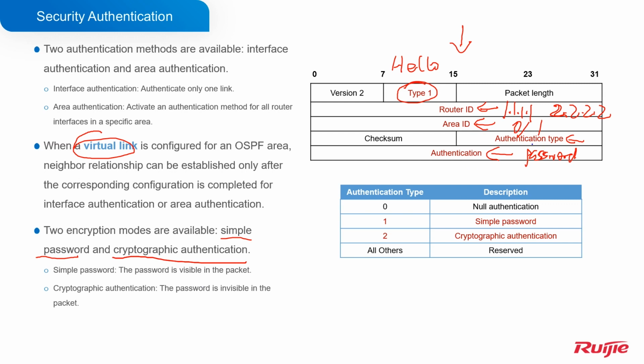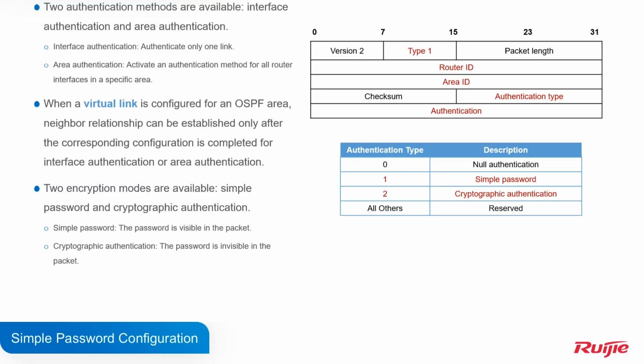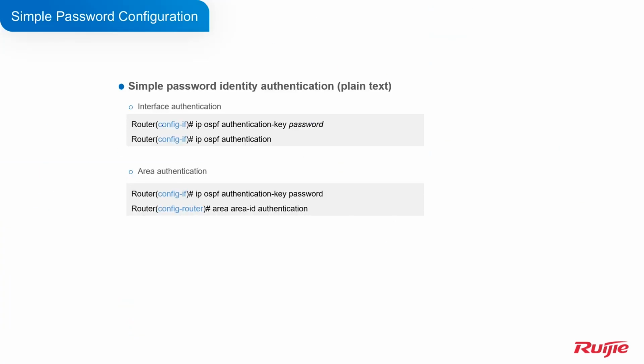So for the authentication tab, this menu, if we do the authentication on our routers, we have to keep the authentication tab the same. Actually, we have to choose 0, or choose 1, or choose 2 for all the routers. Okay. So this is the security authentication introduction, and now we can see the configuration of the authentication.